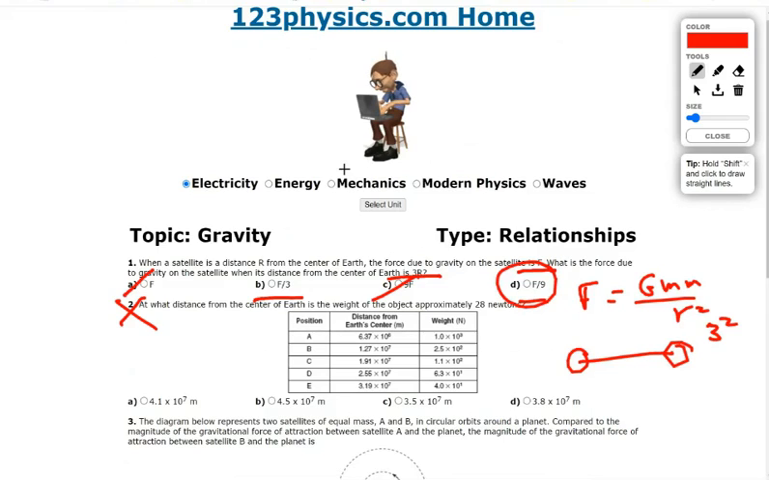If it says double, you'll say 1/2, triple 1/9, 4 1/16. And if it says 5 times greater, you'll say 1/25. Okay? Wait, but what do you plug into that? This is really about a change and a relationship. It's not really, well, you kind of plug in the change.